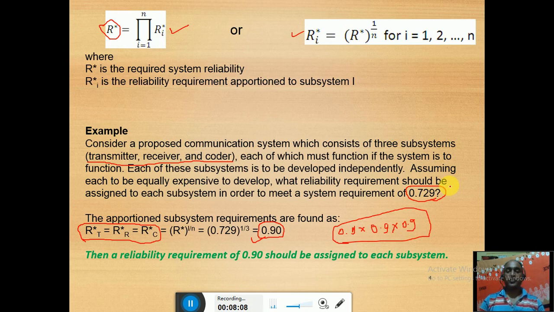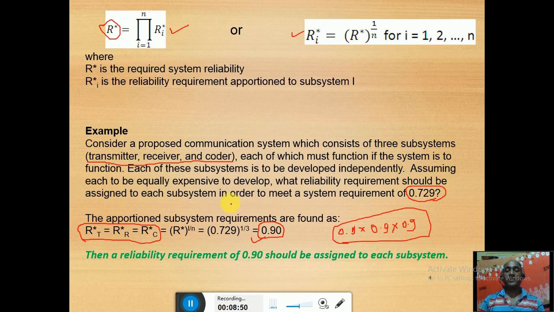Now the second method. What we have seen here is that we didn't have any idea about the complexity or the weightage of each component. It may happen that the weightage of the transmitter is more than the receiver. In that case we must allocate more reliability to the transmitter as compared to the receiver. If you have the weightages or requirements of individual components, then we cannot allocate equal reliability.